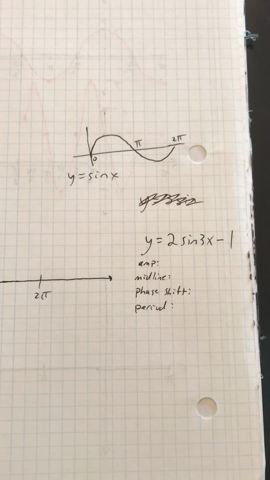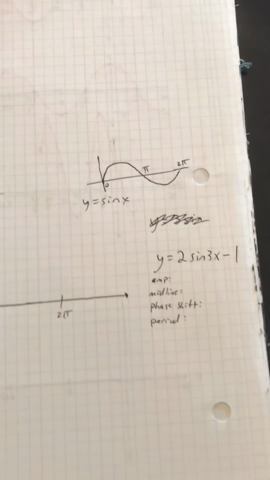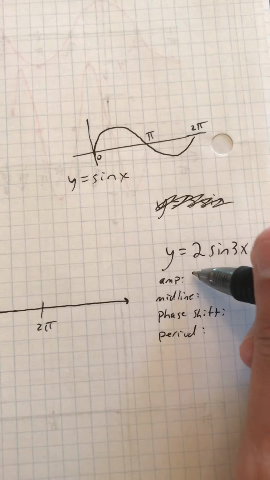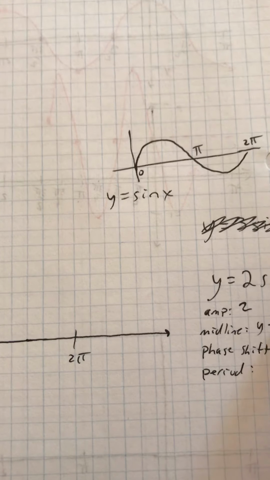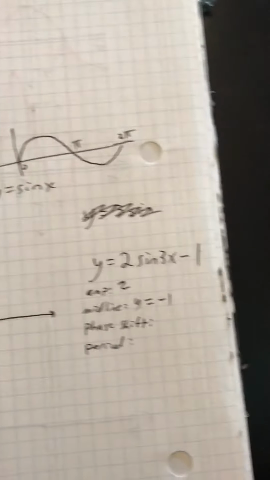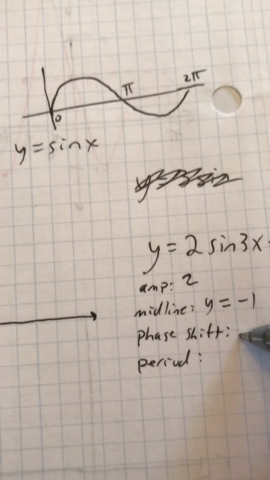In this video, I'm going to graph the equation y equals 2 sine of 3x minus 1. So a couple of key things here. Of course, the amplitude is going to be positive 2. The midline, this thing has been shifted down 1 unit, so the midline is going to be at y equals negative 1.